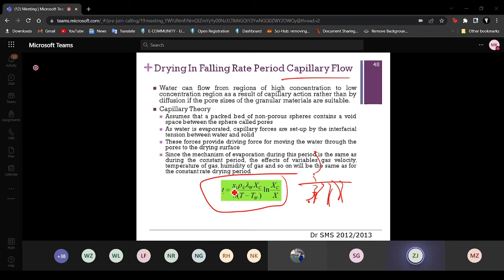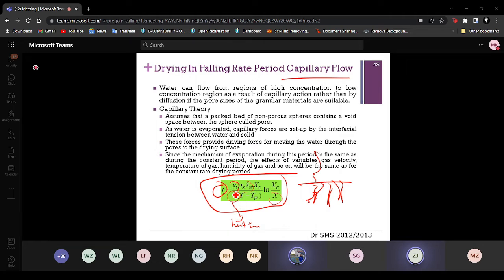So time is equal to x1 rho s, the density of solid, times the latent heat at wet bulb temperature, Xc, the critical moisture content, divided by H, the heat transfer coefficient. This is the same thing that we are going to come across later in the constant rate period using heat transfer and mass transfer, right? Multiplied by T minus TW, and ln Xc divided by X, where X is the final moisture content, to get the time. So this is the time at the falling rate period following the capillary flow mechanism.